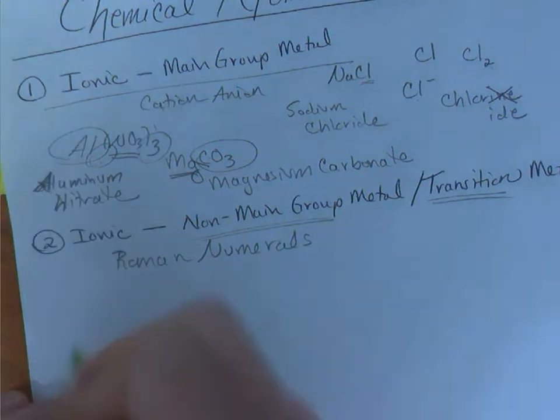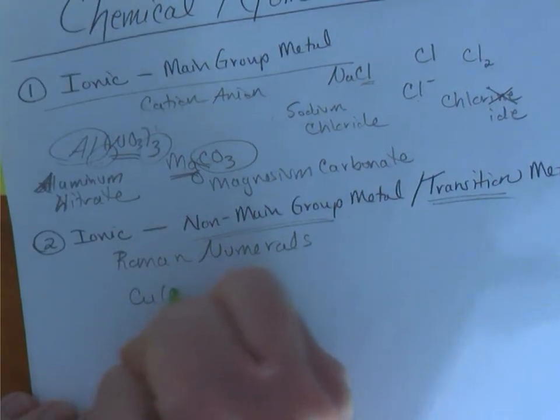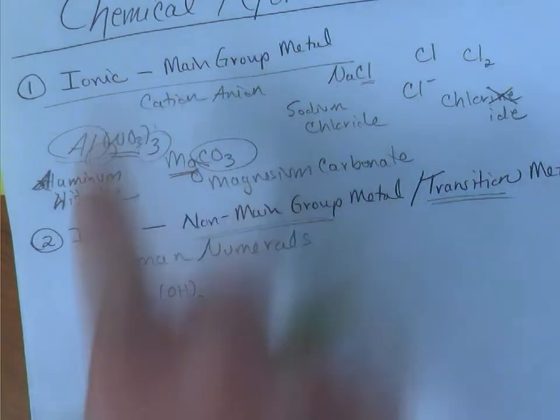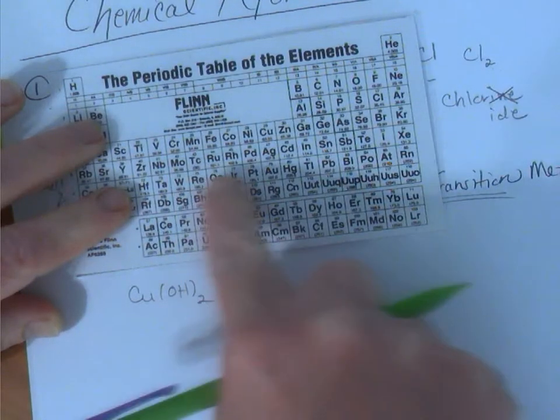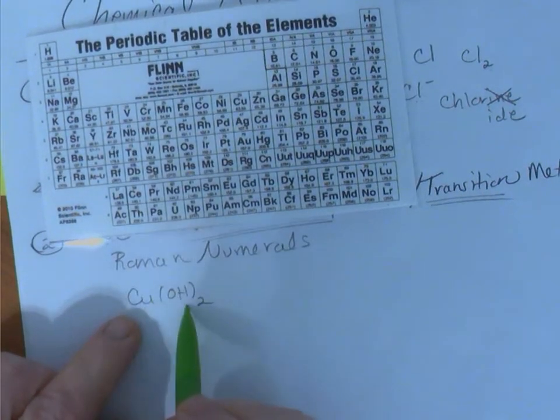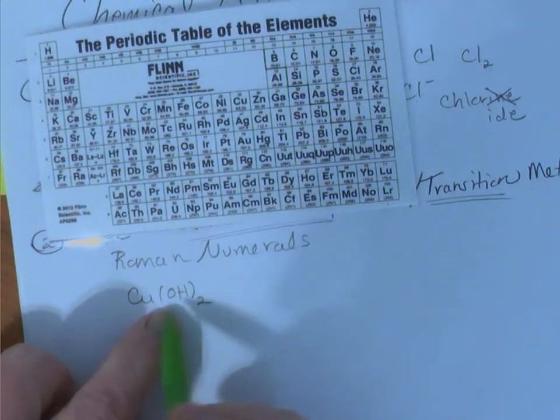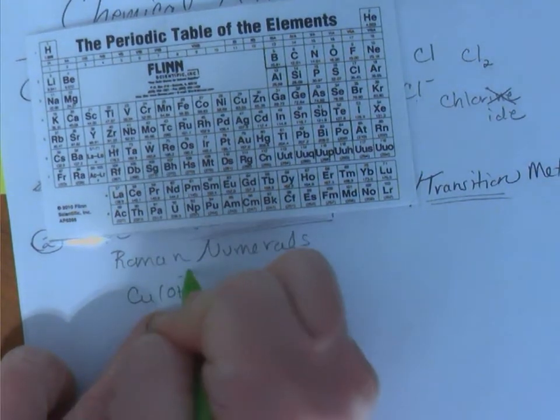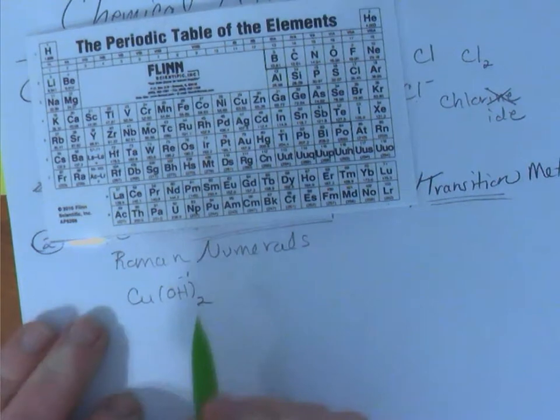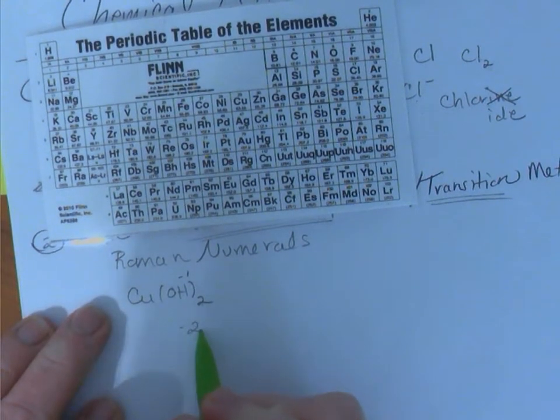For example, Cu(OH)2. All right, begins with a metal. I know it's ionic. Copper, though, okay, it's a non-main group. I look to what it's paired with. I know without hesitation this is hydroxide with a -1. There are 2 hydroxides, so my total negative charge is -2 here.